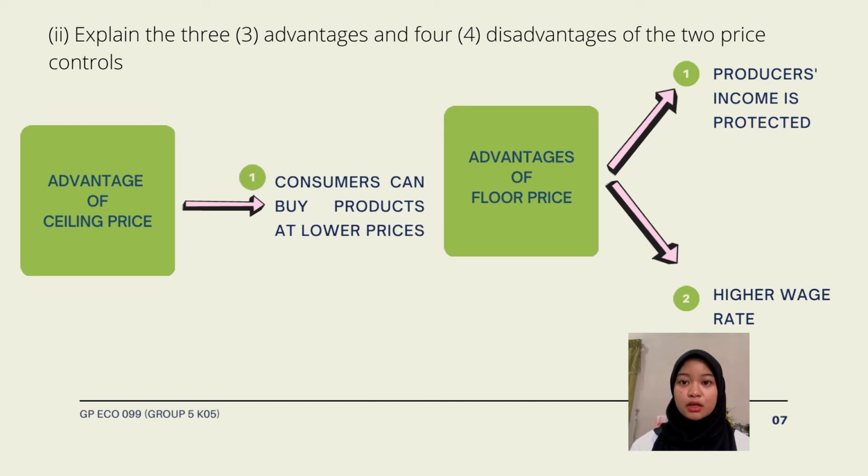The second advantage of the floor price is a higher wage rate. Lower paid workers are better off with a higher wage rate, with a floor price which prevents income from falling below a certain level. Another example of a government-imposed floor price is the minimum wage rate, whereby the lowest wage is paid to workers by the employers.